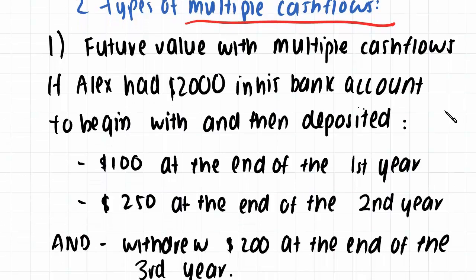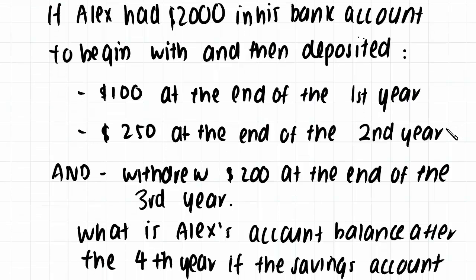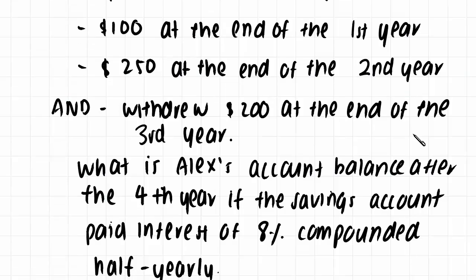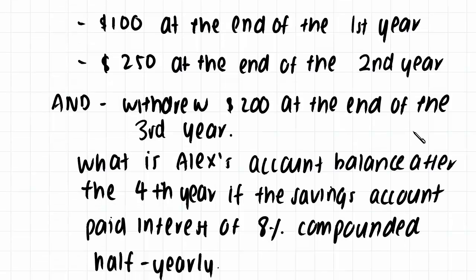So the future value with multiple cash flows, an example I've given is: if Alex had $2,000 in his bank account to begin with and then deposited $100 at the end of the first year, $250 at the end of the second year, and then withdrew $200 at the end of the third year, what would be in Alex's balance after the fourth year if the savings account paid interest of 8% compounded half yearly?